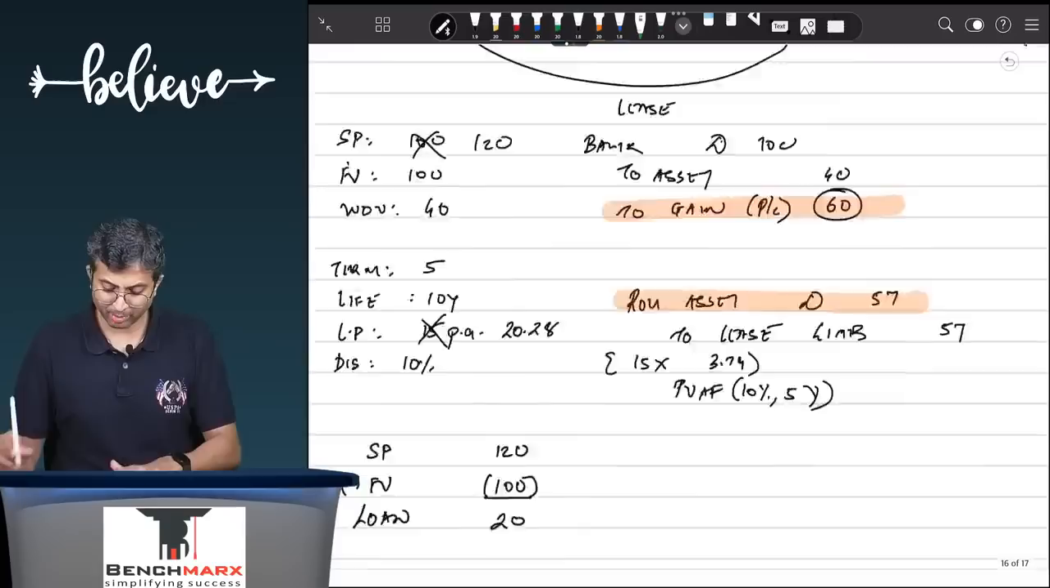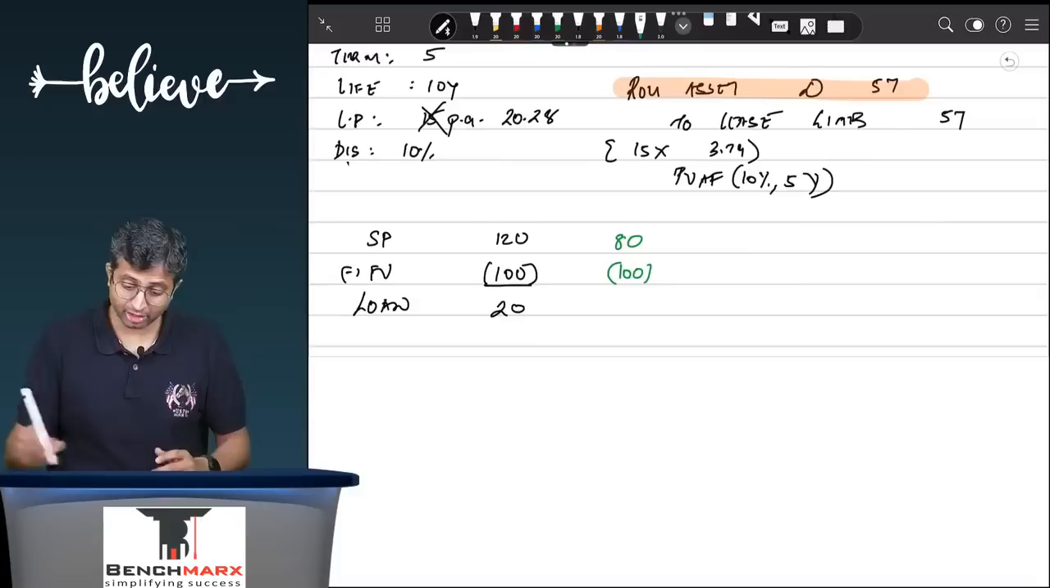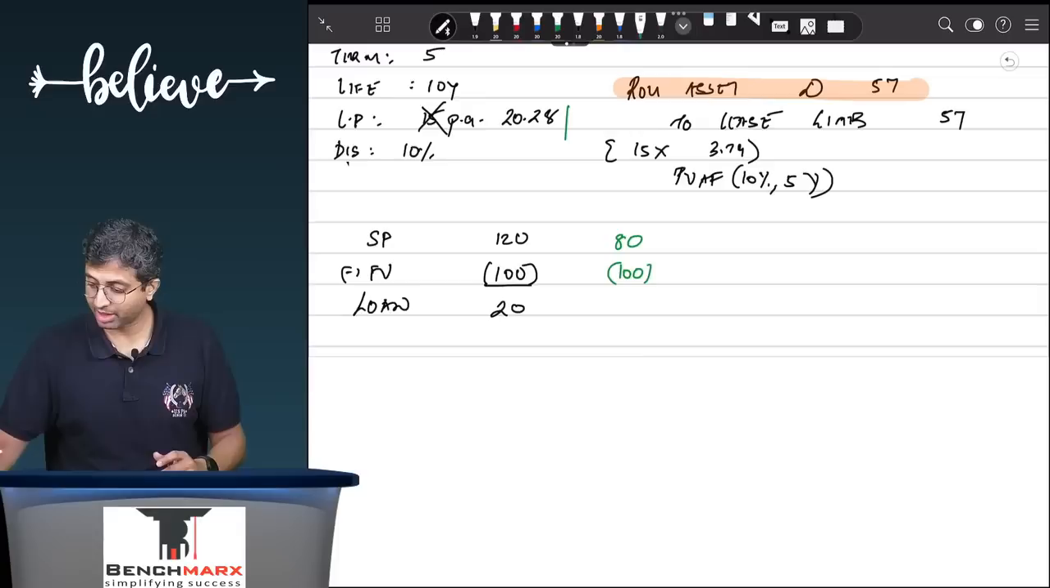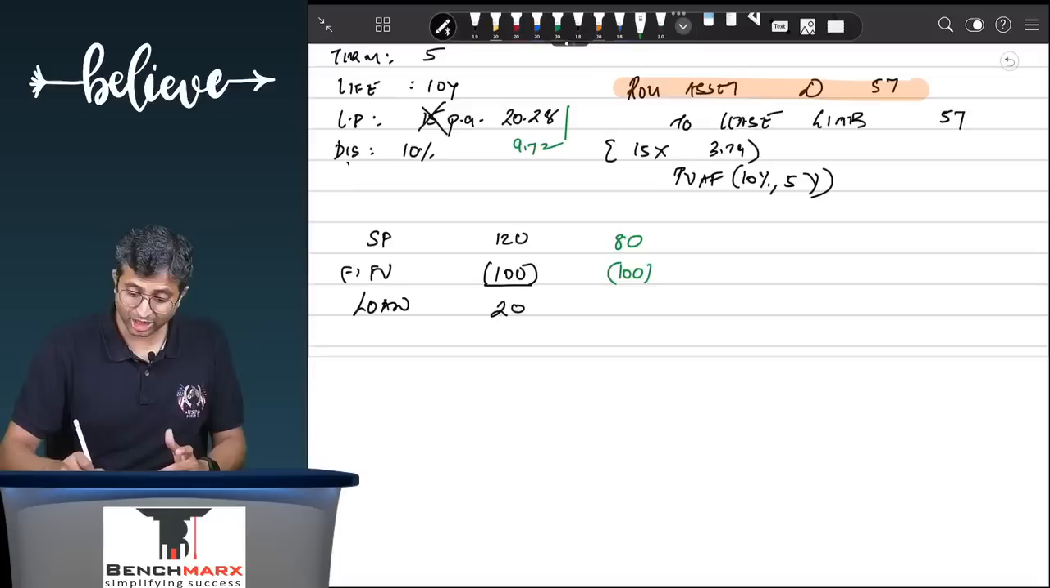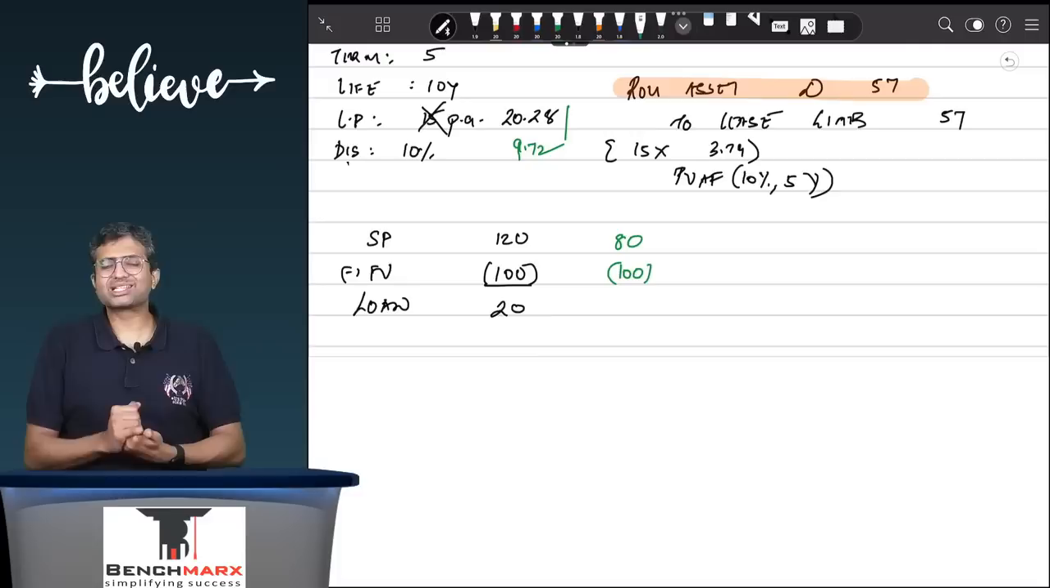The other possibility is if the selling price is 80 and the fair value is 100. Now, why would you settle for 80 when the fair value is actually 100? Well, probably because in such a case, you might agree to a lease payment of, let us say, 9.72. Let us say the buyer says that I want to buy this asset, but I don't have 100 today. But what you are going to pay me in the future is approximately 15. Instead of paying 15, you can pay 9.72. In which case, you are receiving 20 less on the sale.